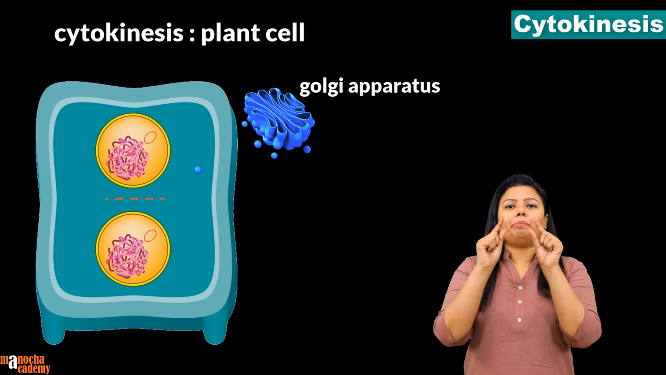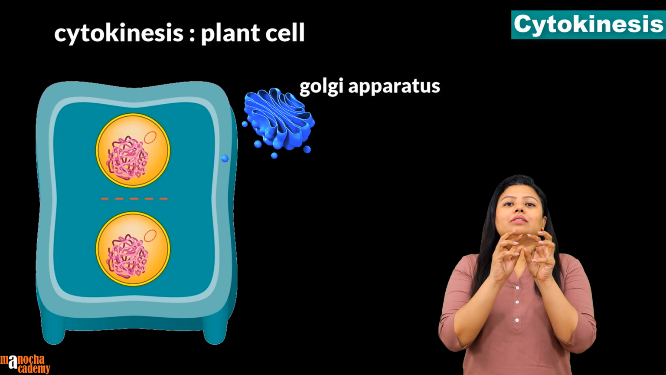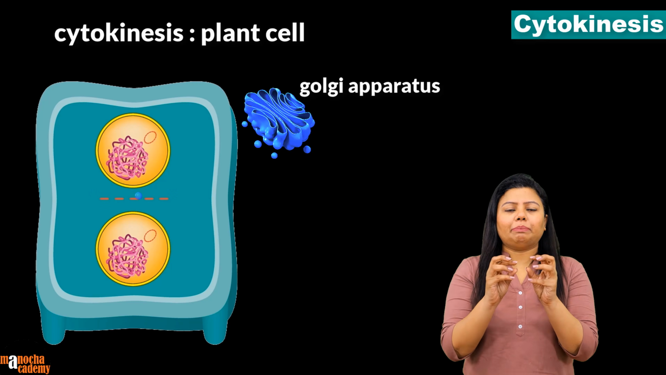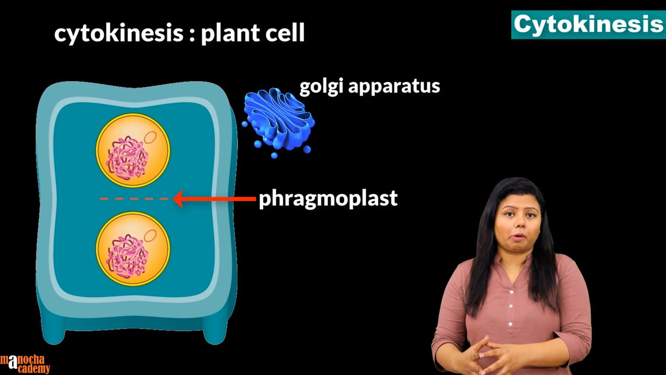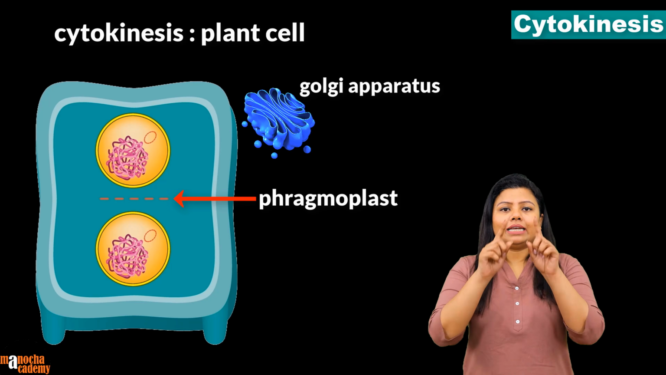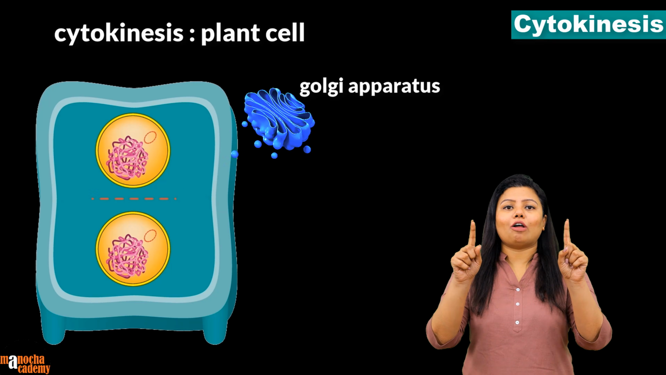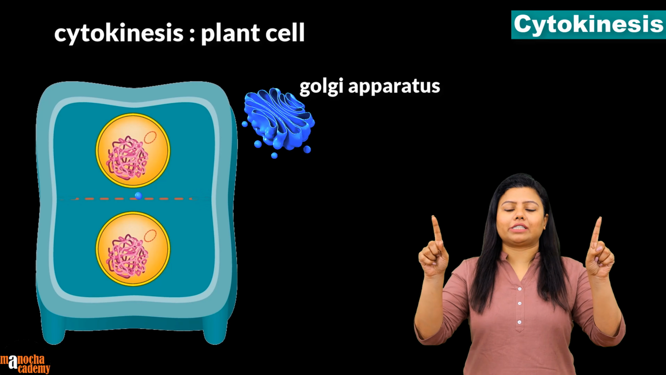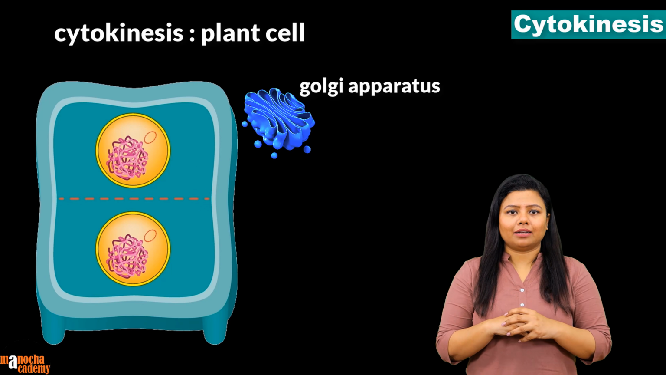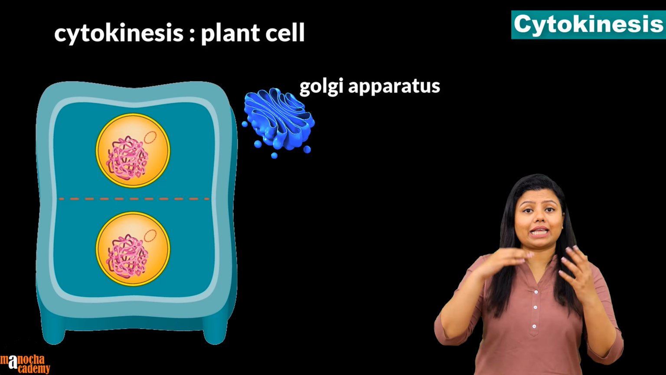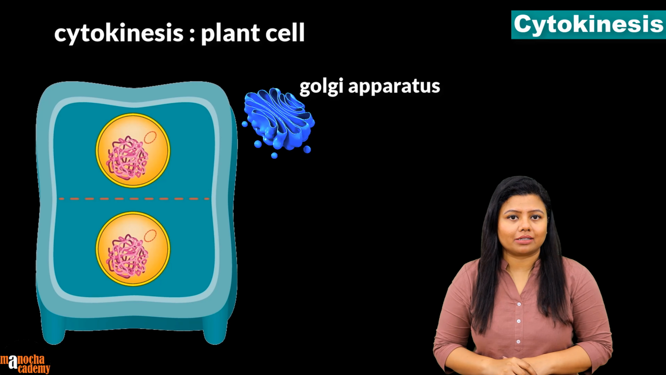This small plate-like region where the calcium pectate has been deposited is known as the phragmoplast. Golgi bodies are responsible for forming this. Now the phragmoplast slowly elongates towards the periphery of the cell till it meets the cell wall or the periphery of the cell. As a result, the cell has been divided into two daughter cells.